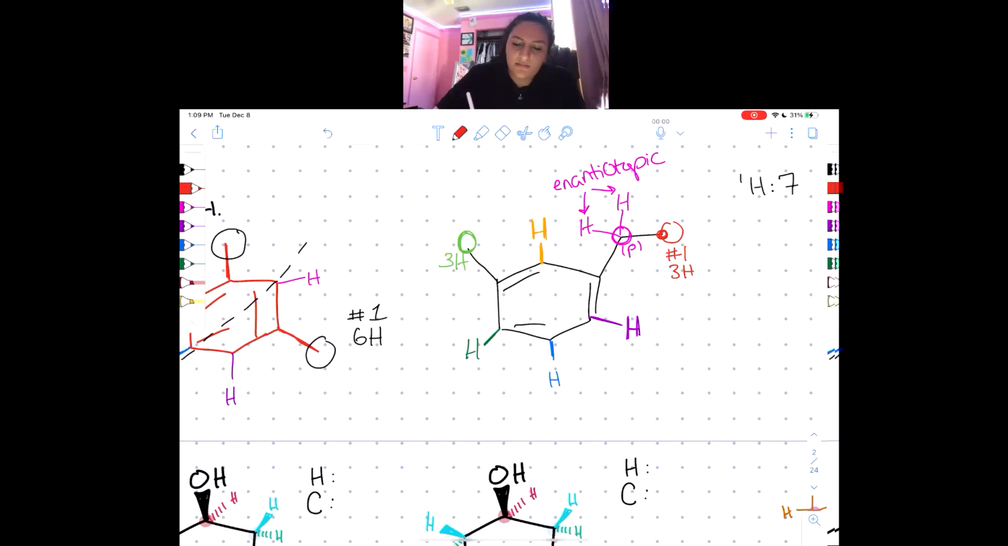So carbon number 1. Not just count carbons, but count carbon signals is what I meant. So that'll be number 2. We have this extra one here. It didn't have a hydrogen, but it still counts as a carbon signal.